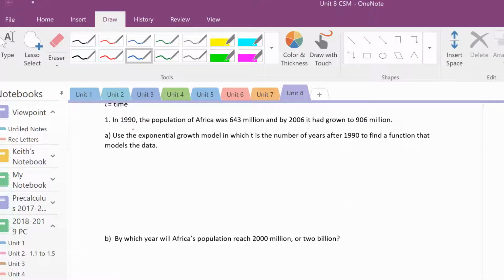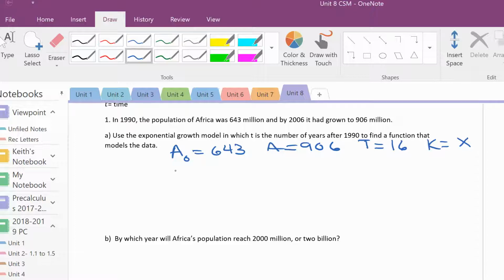So here it says in 1990, the population of Africa was 643 million. By 2006, it had grown to 906 million. So our initial amount is 643 million. Our ending amount is 906 million. The time that it took was 16 years. We don't know what the rate is. That's what we're trying to find.